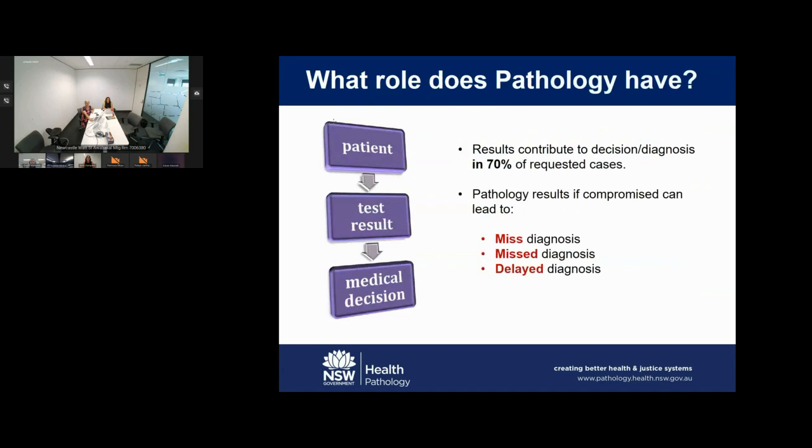And what role does pathology have? Well, pathology is a way to provide patient care, and when we are asked to do pathology testing, whether it be point of care or through the pathology laboratory, 70% of those results are actually used to make decisions and diagnosis of our patients in our care. So pathology results, if compromised, can lead to misdiagnosis, the wrong diagnosis, or delayed diagnosis. So it's really important that we get the right results and that the sample is not compromised for testing.